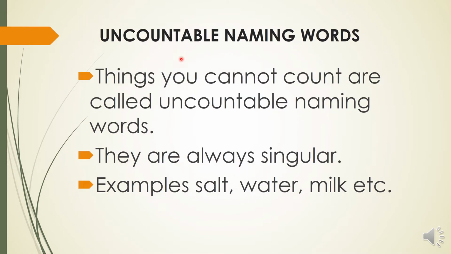Next, uncountable naming words. Things you cannot count are called uncountable naming words. So, things you cannot count are called uncountable naming words. They are always singular. They do not exist in plural form. Examples are salt, water, milk, etc.